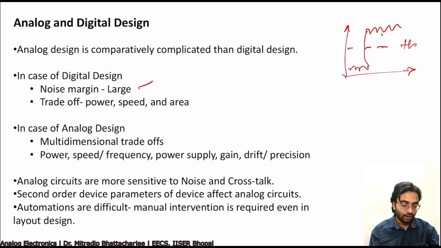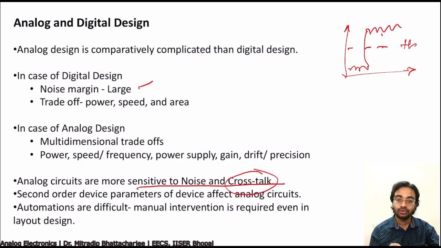But for analog, this is not the case. In analog, a small ripple may create a very big problem. Then trade-offs are fewer in digital, only between power, speed and area. But in analog, it's a multi-dimensional trade-off, as I've said. Now analog circuits are sensitive to noise and crosstalks.